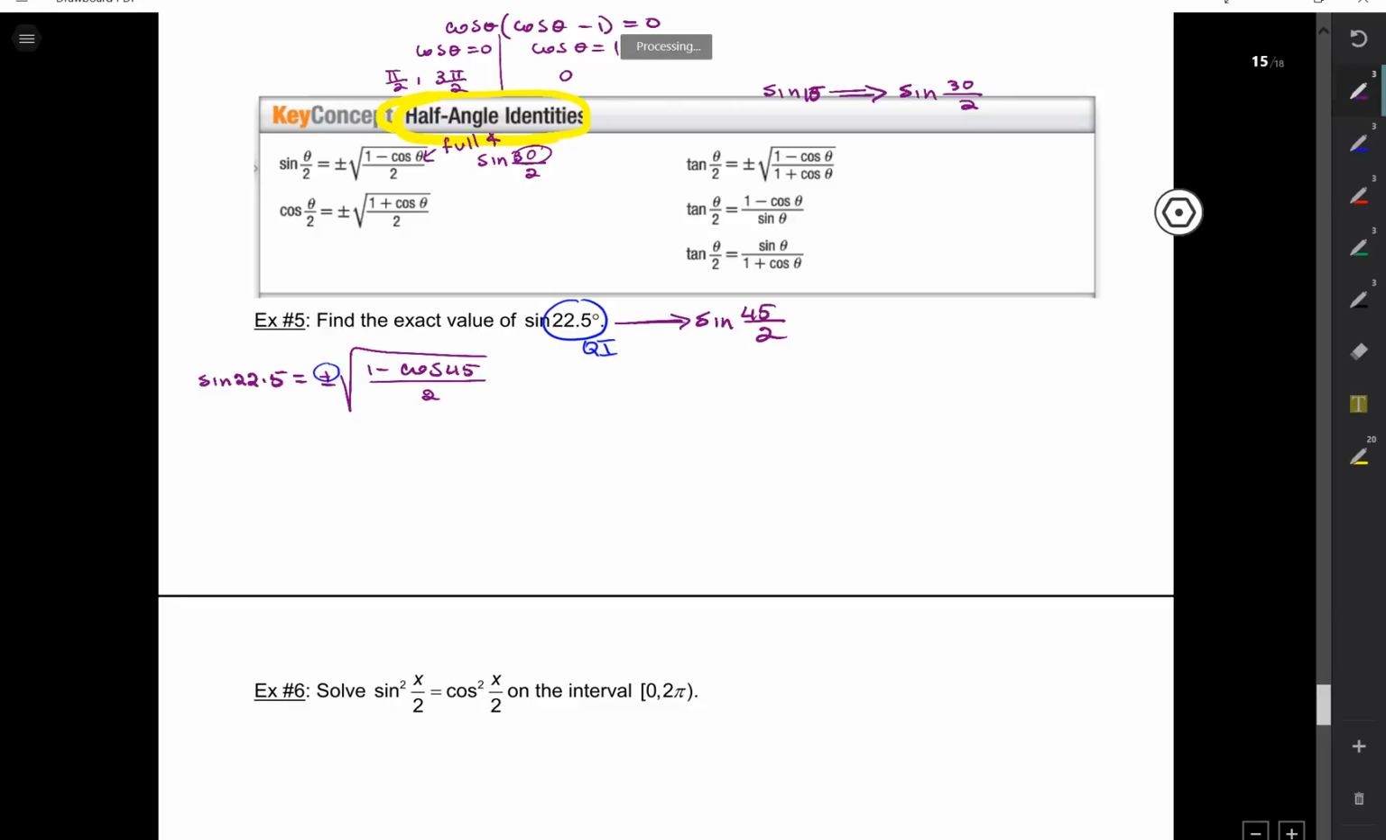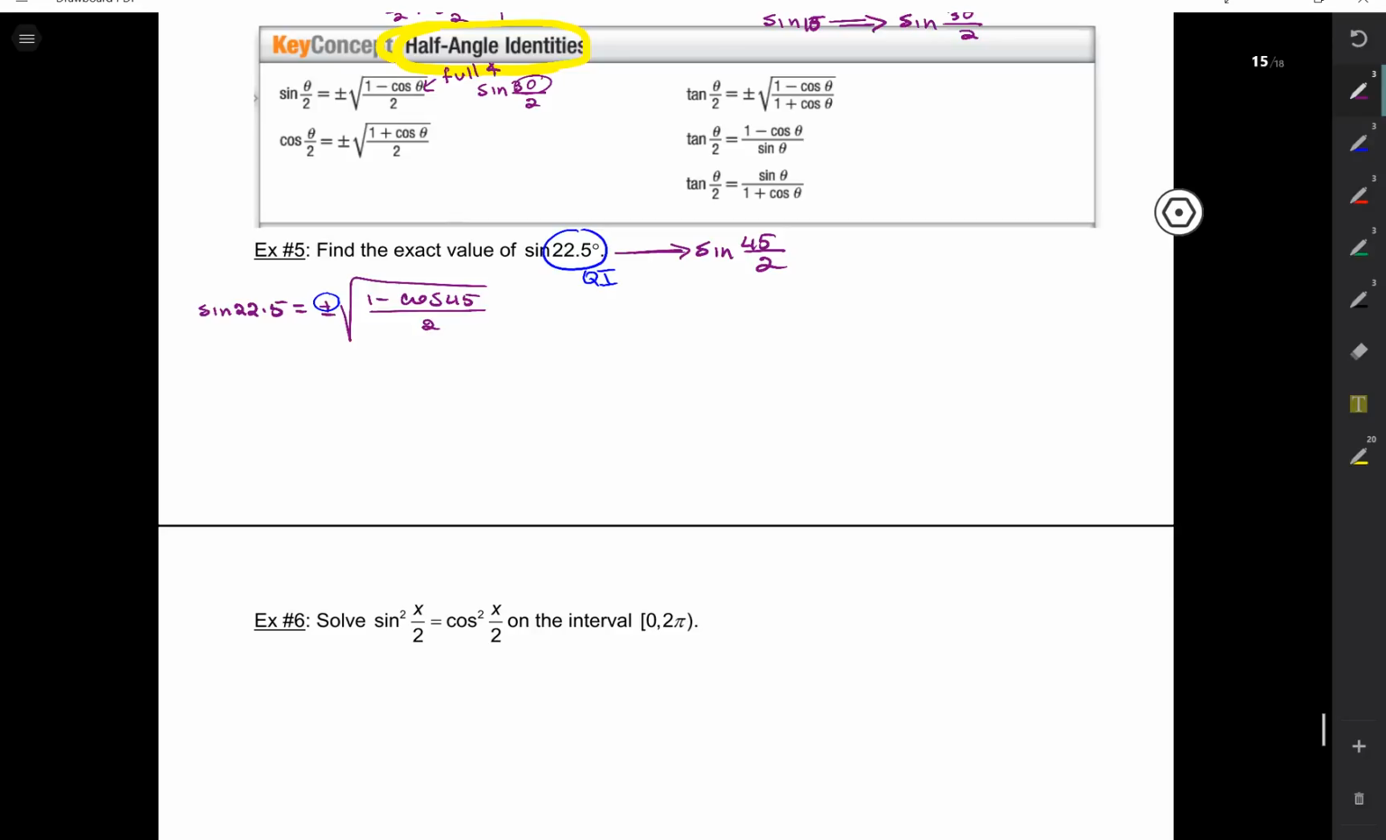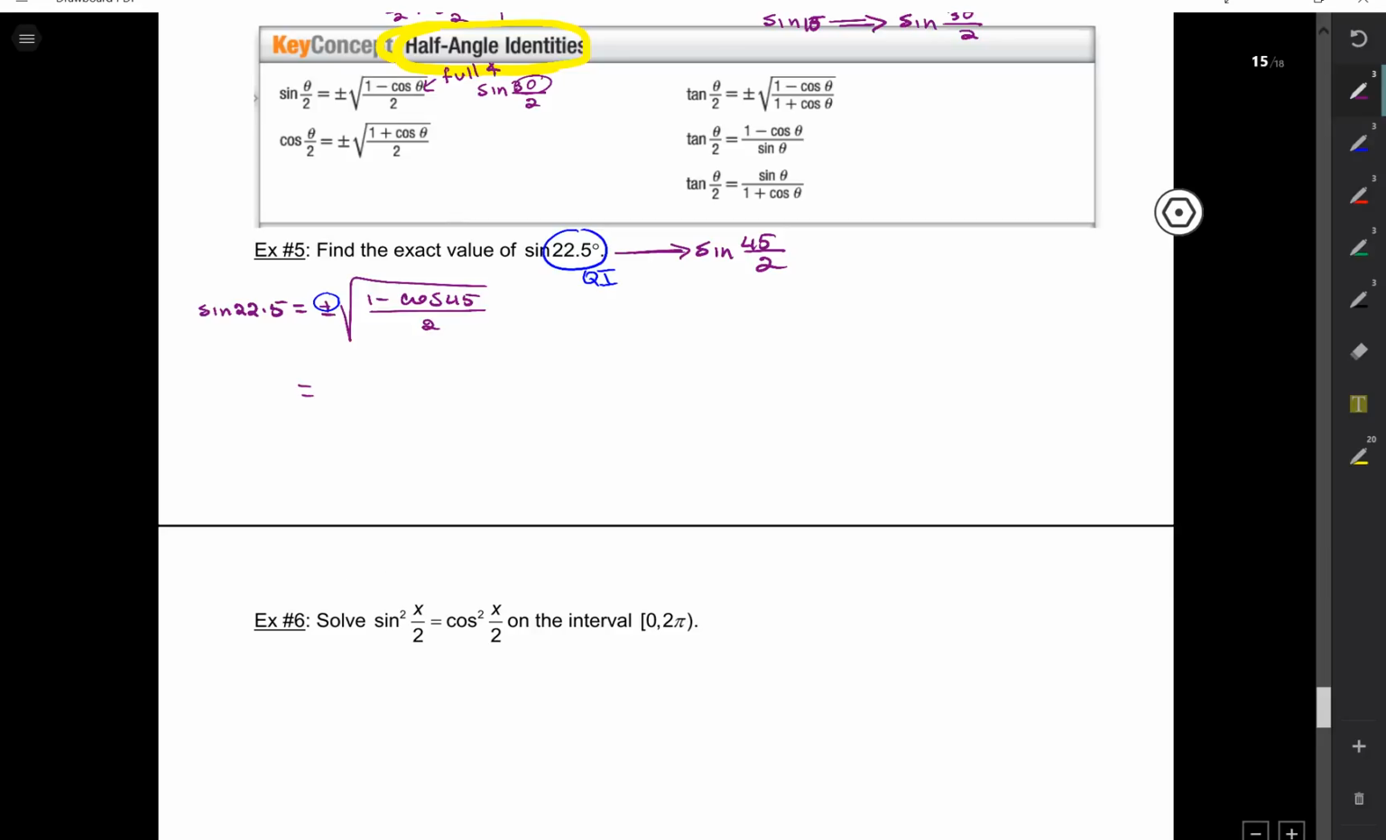All right, so let's simplify that one. So this is the square root of 1 minus, what's cosine of 45? All over 2. So this is the square root of, common denominator, 2 minus root 2 over 2, all over 2. Simplifying, 2 minus root 2 all over 4.